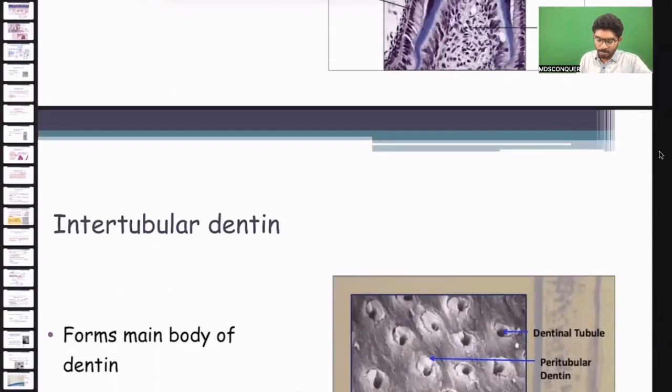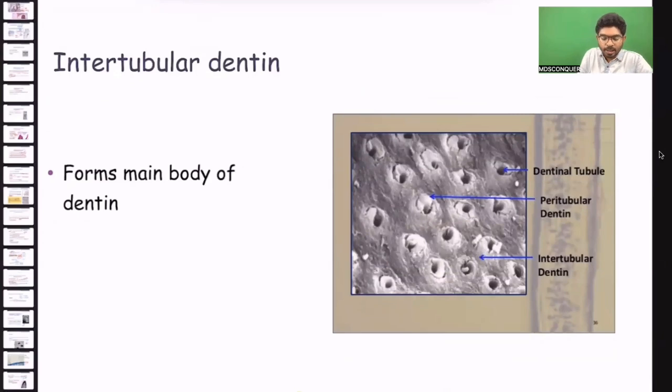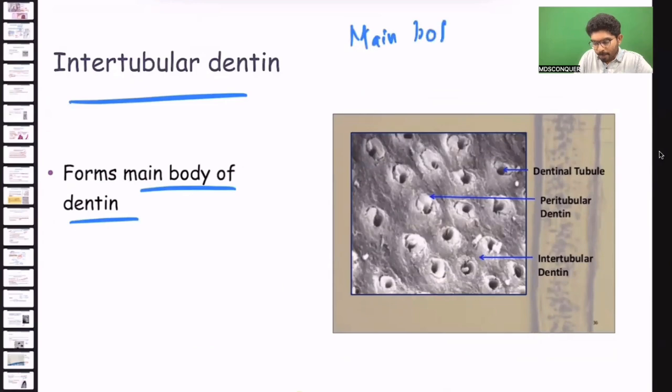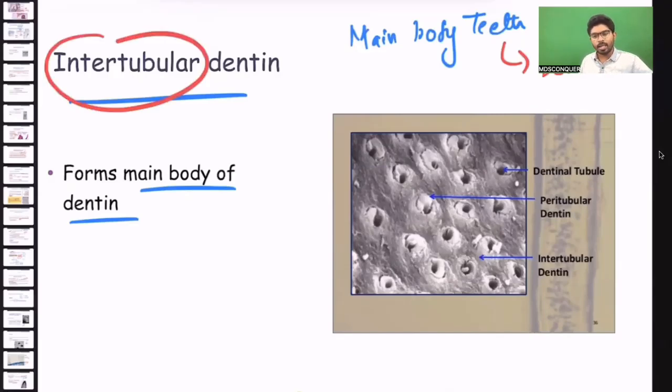Okay, next one is intertubular dentin, which forms the main body. The main body of the teeth is formed by which structure? Yes, very good, dentin. Dentin is going to form the main body of the teeth, and the main body of the dentin is formed by intertubular dentin.